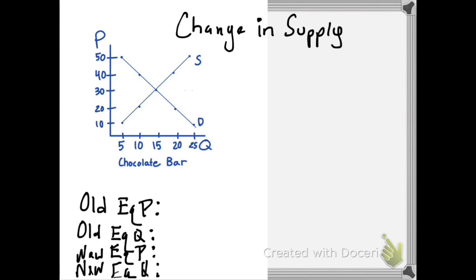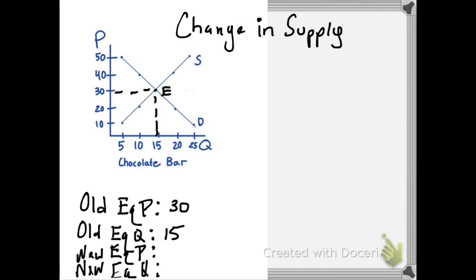In this graph, we will be discussing a change in supply regarding technology, using candy bars as an example. To start off, the point where the two lines meet initially is the equilibrium point, which is right there, an E. We find the old equilibrium price by going from the old equilibrium point to the left, and we see it's 30. We do the same thing, except this time we go vertically, so we go down to find that it's 15.